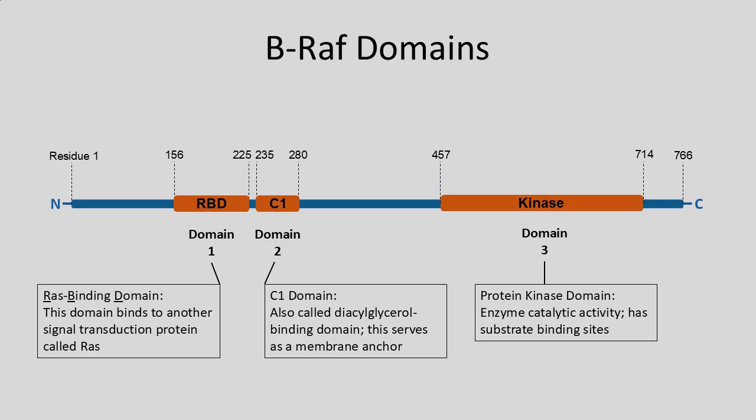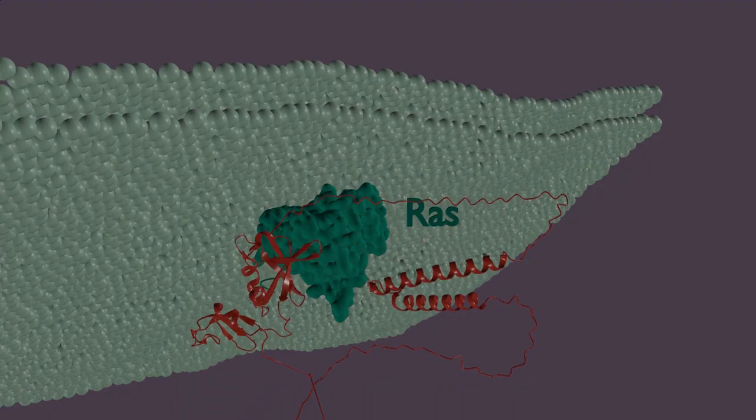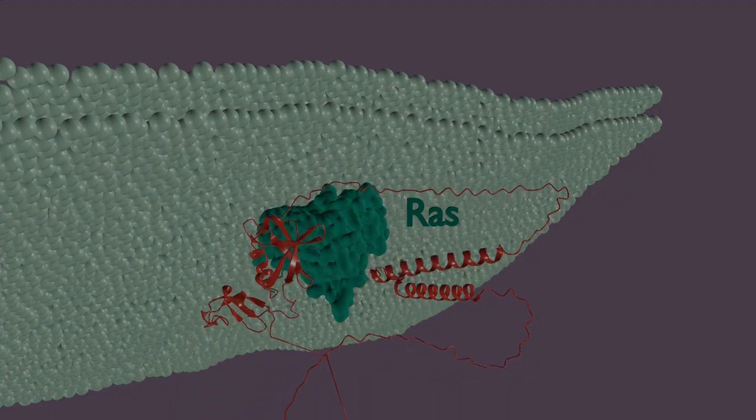Domain 1 binds to another signal transduction protein called RAS. Therefore, this is called a RAS binding domain, or RBD for short. RAF becomes activated by binding to RAS as part of a cell growth regulatory pathway used by most animal cells. The RAF RBD binds to a specific effector binding site on RAS.